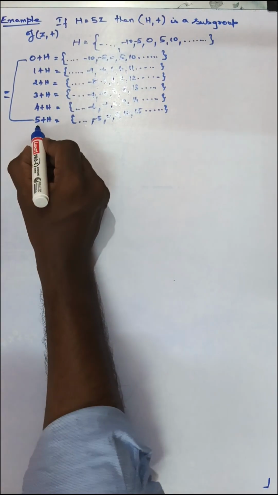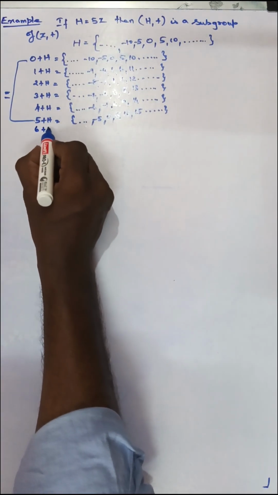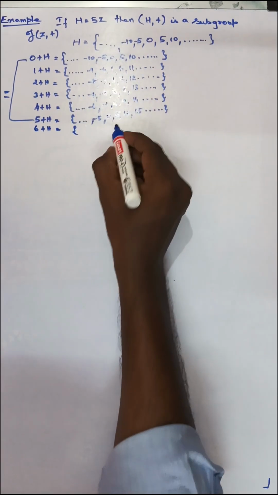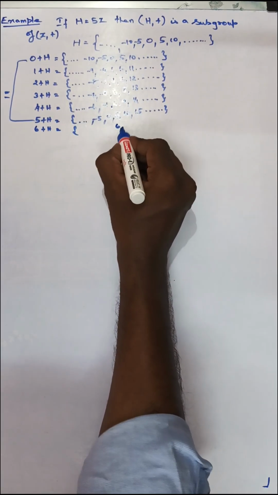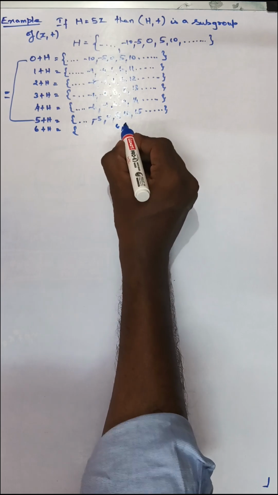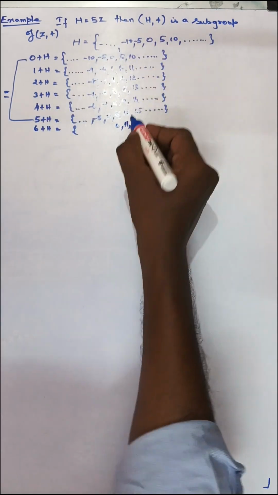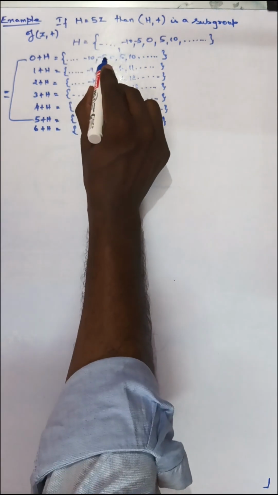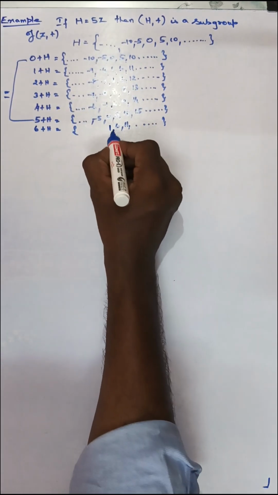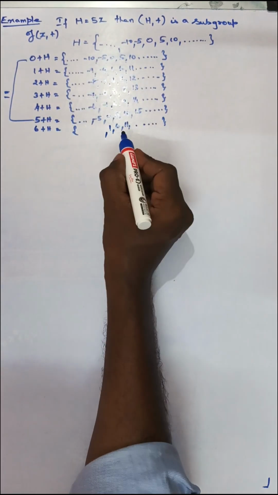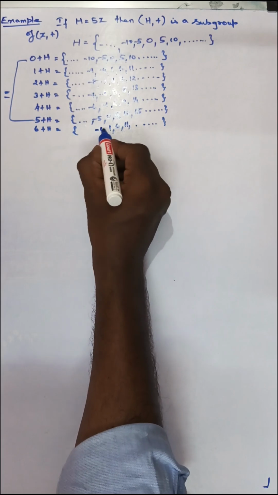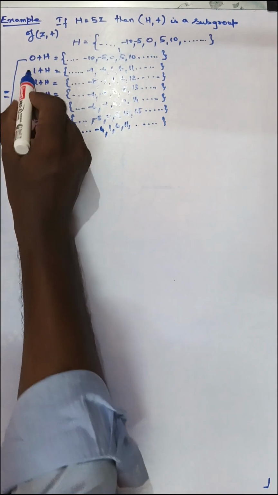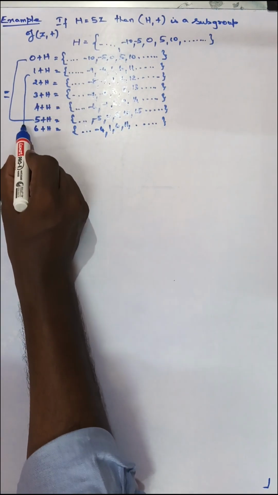Now if you consider 6 plus H, it's 6 plus 0, what will we get? 6. 6 plus 5 is 11. Next 6 plus 10 is 16, it goes on. On the other side, 6 plus minus 5 is going to be 1, 6 plus minus 10 is going to be minus 4, up to etc. So these two sets are going to be equal.